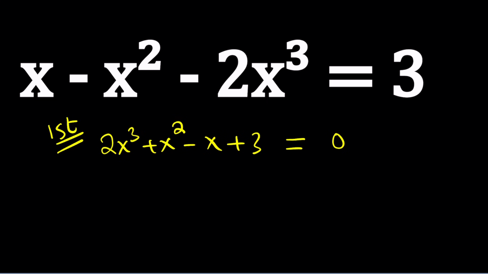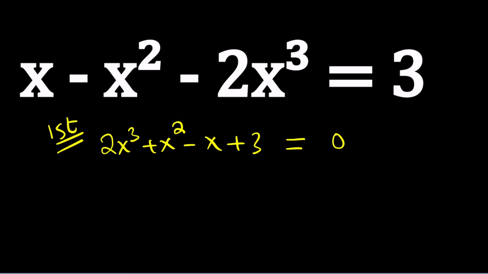Now, when you get a cubic equation, the very first thing you should try is looking at the sum of coefficients. Why? Because if the sum of the coefficients is 0, you should know this, x equals 1 is a solution. Easy, right? If you replace x with 1 and you get 0, that means the sum of the coefficients is 0, and vice versa.